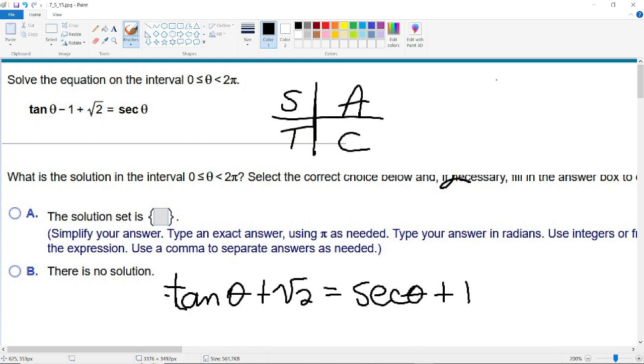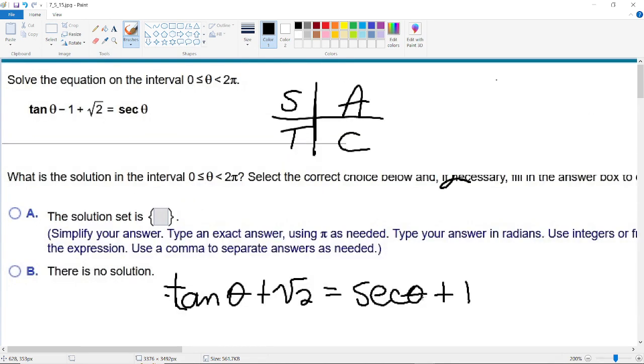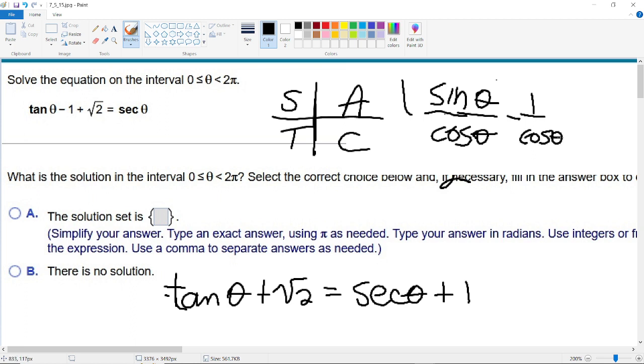Let's see, tangent is sine over cosine, let's try that first. I'm just going to try that and then we'll go back. Sometimes you have to try different things and then go back to the one that I think will work. All right, so tangent is sine theta over cosine theta, and then we'll subtract secant, 1 over cosine theta, equals 1 minus square root of 2. So I just put those onto the other side.